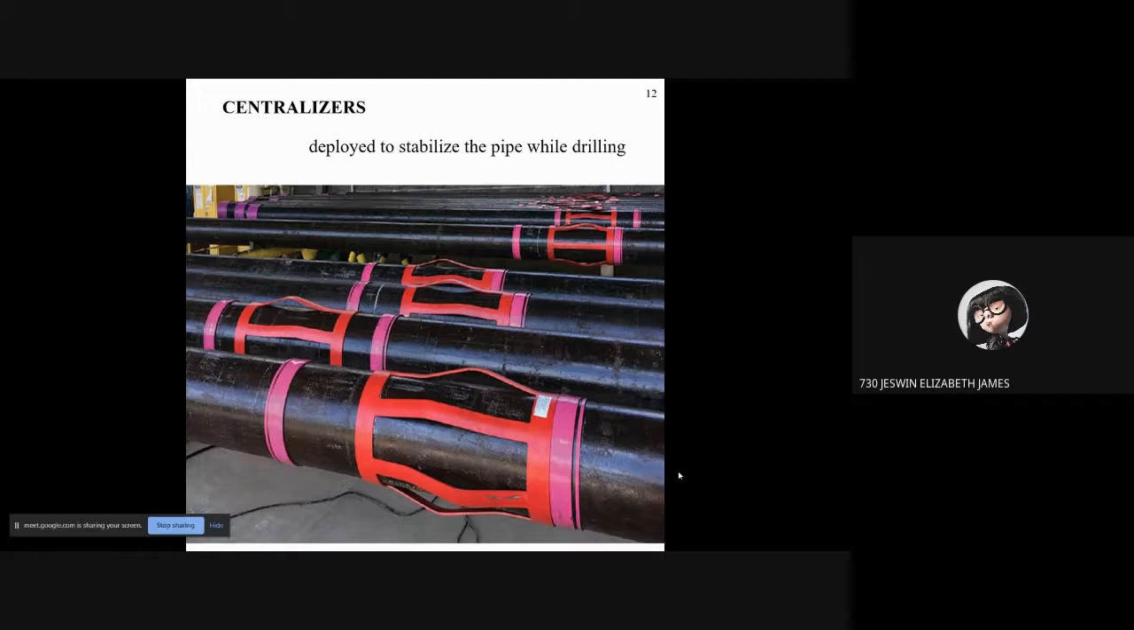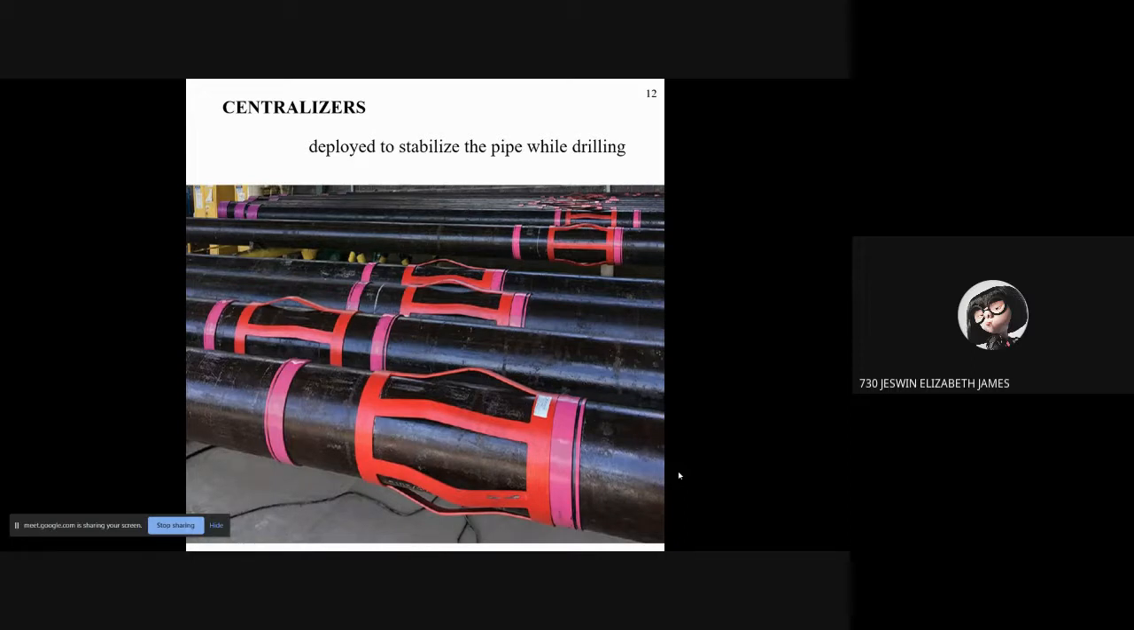No, there is actually a lot of bending that can happen, because there are a lot of layers of rock beneath the ocean bed. So what is usually done is that companies often use centralizers to stabilize the pipe. You can see in the image that this is a centralizer, the red one. Its purpose is to stabilize the pipe while it is being drilled.